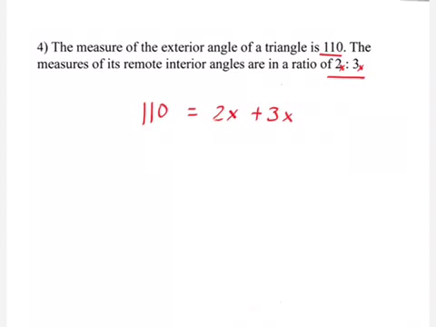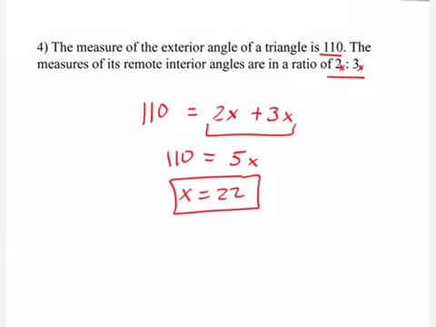So combine like terms. We've got 5x equals 110. And that means you divide by 5, and x should be 22. Then to find the measure of your two angles, you just merely plug them back into their ratio. So 2 times 22 gives us the measure of angle 1 is 44 degrees. 3 times 22 gives us the measure of angle 2, 66 degrees.